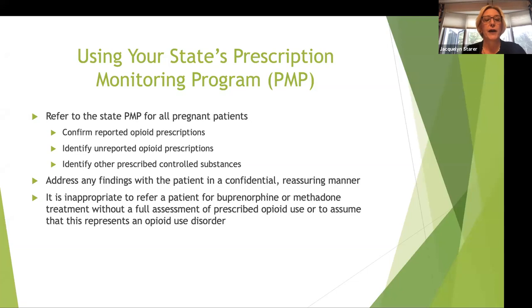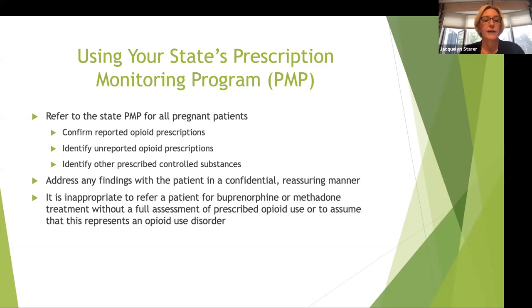So it's really made it a much simpler process to do routinely. When you do that, if a patient has reported that they are receiving opioids by prescription, you can confirm that. You can also identify opioid prescriptions that they have not reported, and other prescribed controlled substances and some other drugs of abuse, such as, I know ours includes gabapentin. I don't know if they're all the same nationwide, but other drugs that have been identified as highly abused.